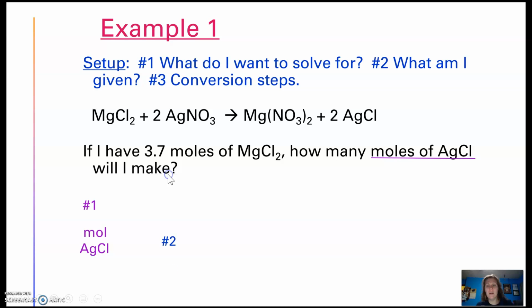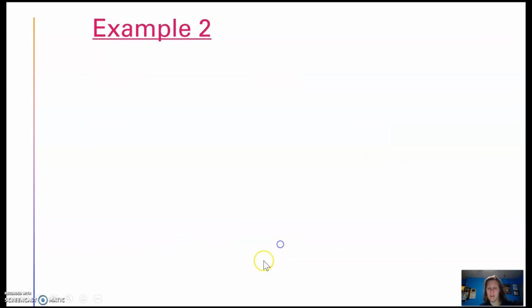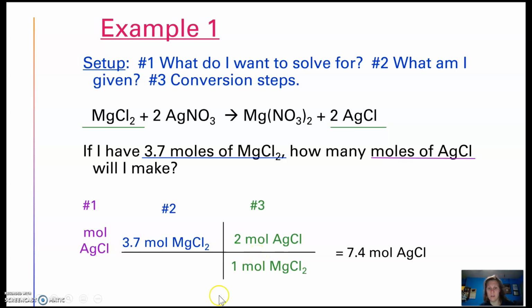And what's our starting number? 3.7 moles MgCl, because it's a number and moles. It's just your given, right? And then you draw your grid. And then what you have goes in the bottom, what you're looking for goes on top. So step 3, MgCl, that would be a 1 on the bottom because there's no number in front. On the top is what you're looking for, and that's your 2 AgCl, and it's 2 moles. And then 3.7 times 2 is 7.4.